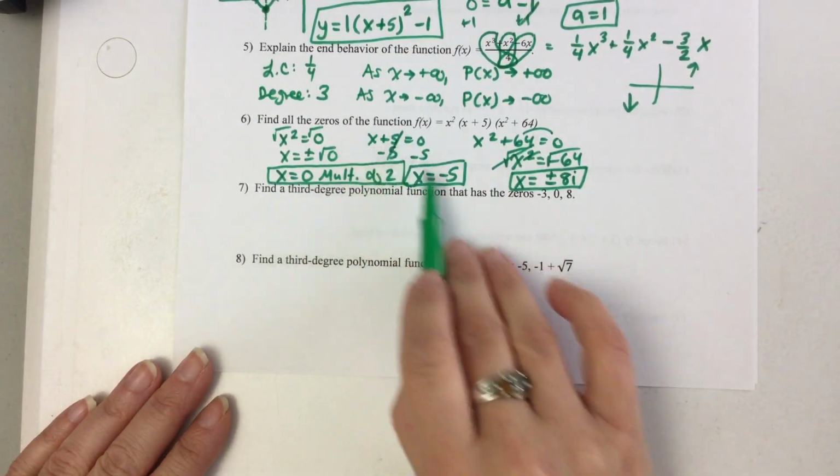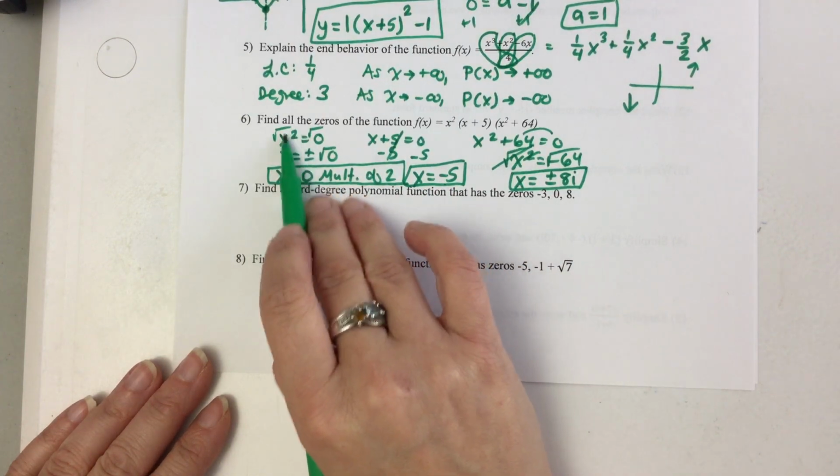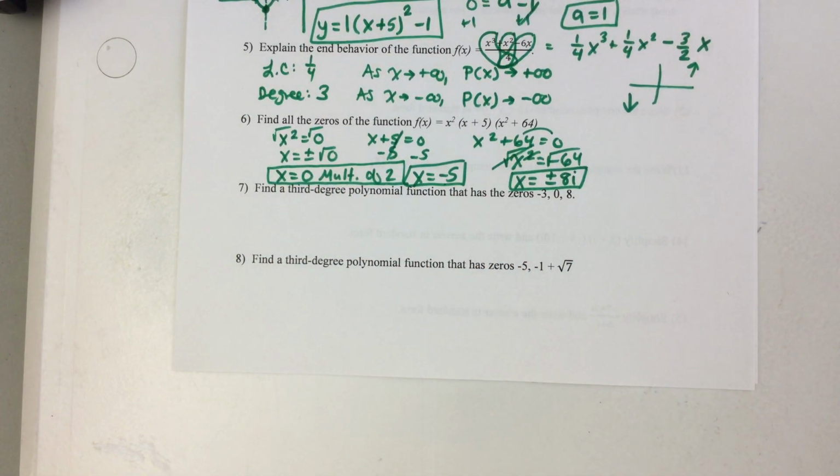This piece had a degree of 1, I have one solution. This piece had a degree of 2, I have two solutions. It's okay that they are both the same value, it's just a multiplicity.